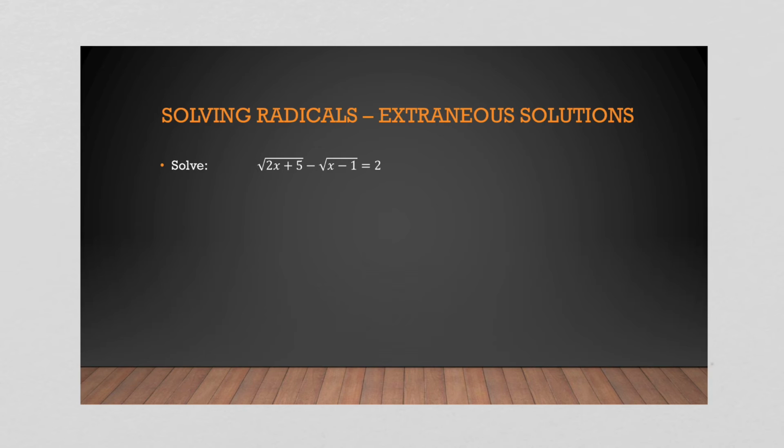Let's look at another one. So here we're going to have two domain restrictions. 2x plus 5 has to be greater than or equal to 0. 2x has to be greater than or equal to -5. X has to be greater than or equal to -5 over 2.